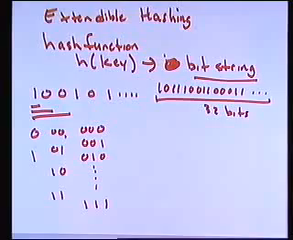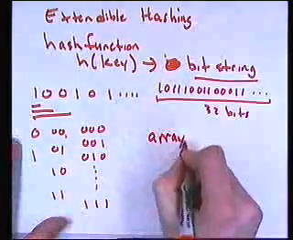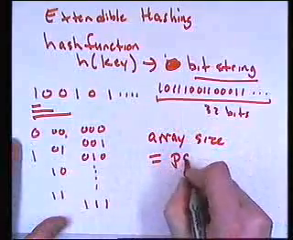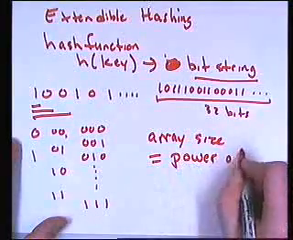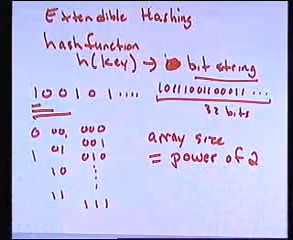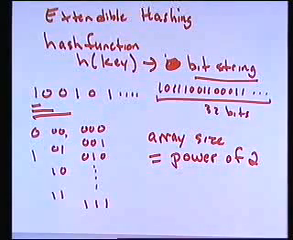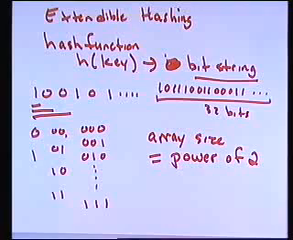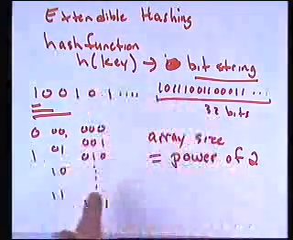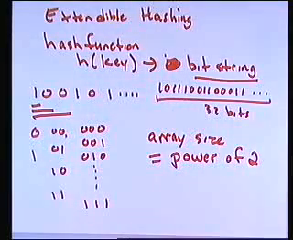That is, with extendable hashing, we'll see this in a moment in the actual picture, the array size will be a power of 2. The array size will be 2 or 4 or 8 or 16 or 32 or 64. And then the index range will be 0 to 63 or 0 to 31 or 0 to 7 or 0 to 15, 0 to 2 to the whatever minus 1. And we get those indices by looking at a certain length prefix on our bit strings. So once I hash the key to a bit string, I then only need to look at the prefix of that bit string, and that tells me my index.